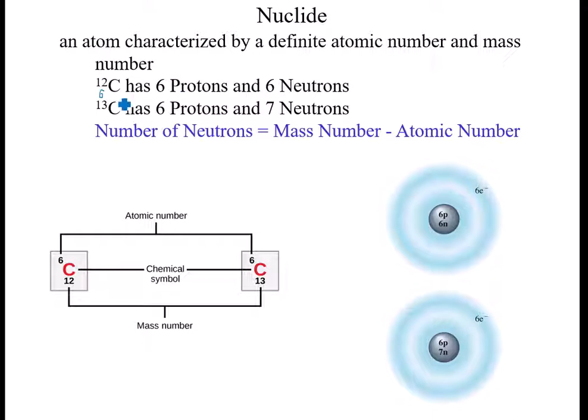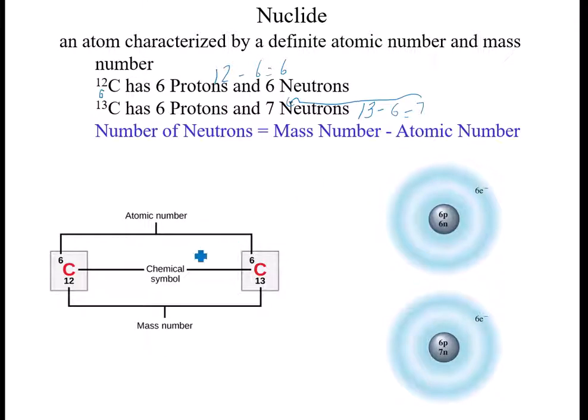So you see that this is carbon 12, this is carbon 13. Both of them have 6 protons because in order to be carbon, it has to have 6 protons. But this one has 6 neutrons because if I take the 12 minus the 6, it is equal to 6, versus this one, the 13, the mass number, minus the 6 to equal 7. So the number of neutrons is gotten from the mass number minus the atomic number.